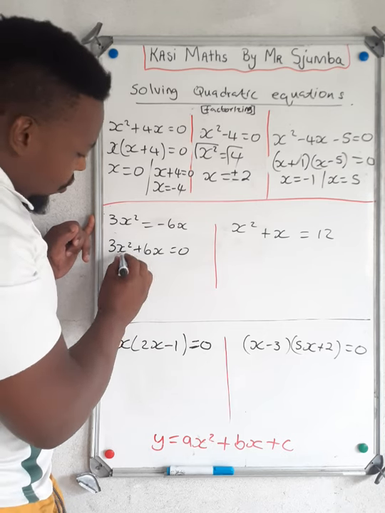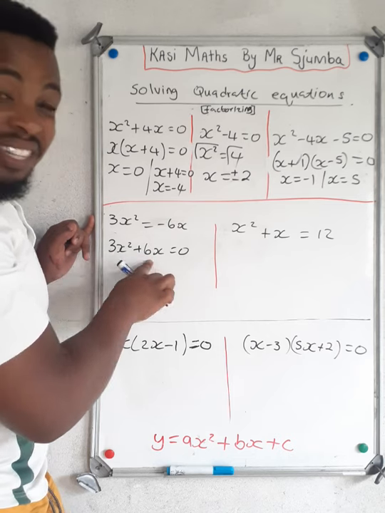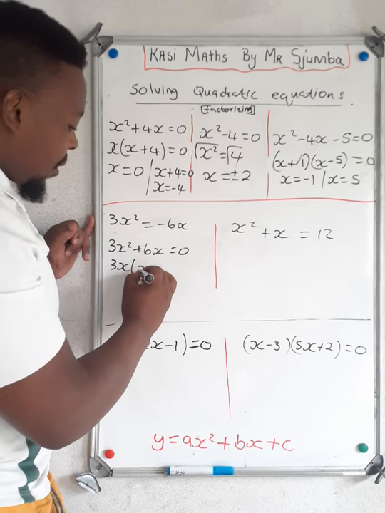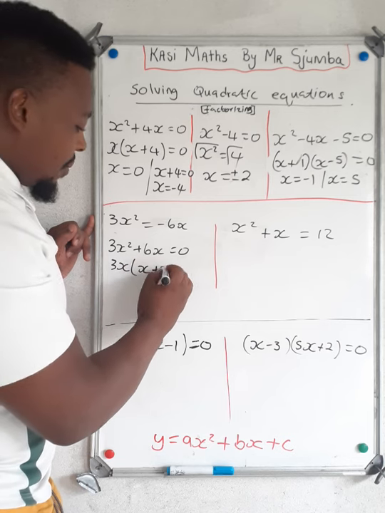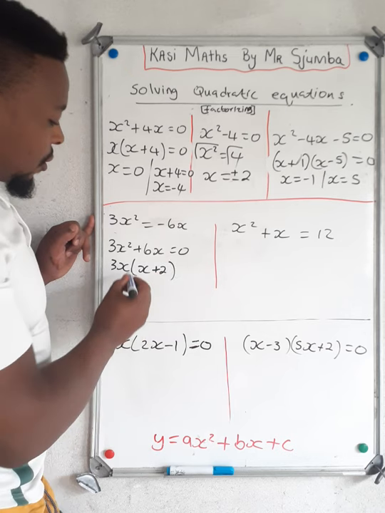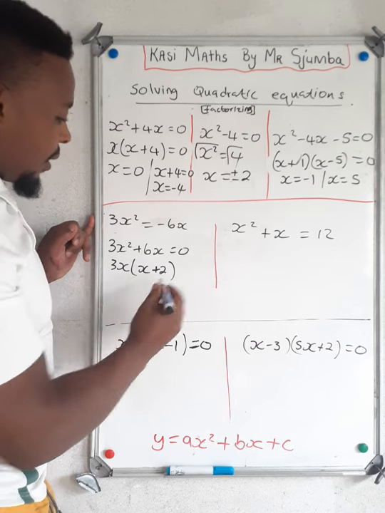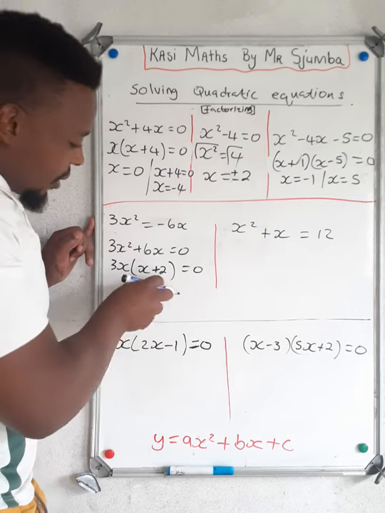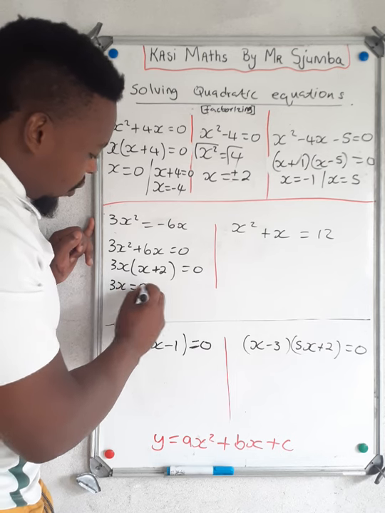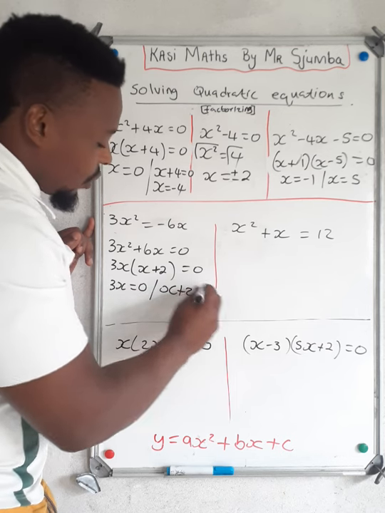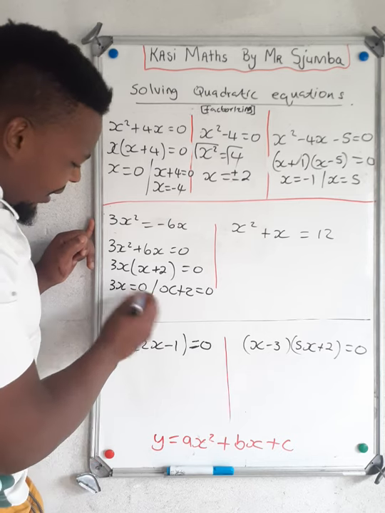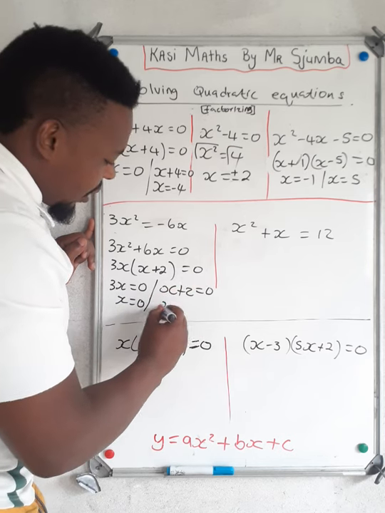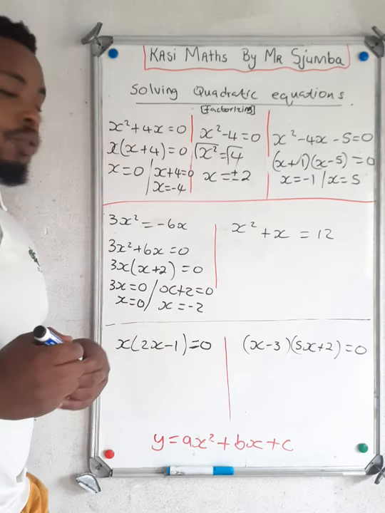The common factor of 3 and 6 is 3, so 3x is our common factor. We get 3x times (x plus 2), which still equals 0. By the zero factor theorem, 3x equals 0 or x plus 2 equals 0. Divide by 3 on both sides, x equals 0, or x equals minus 2.